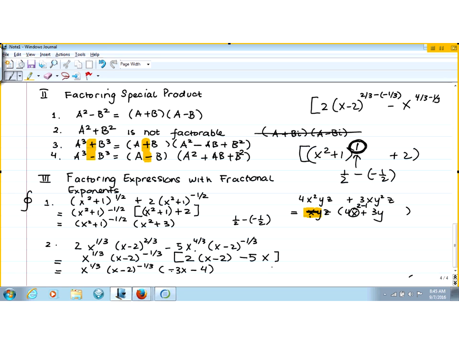So you could leave it like this. Usually we take out the negative here. Or you can factor out the negative. So it gives us negative x to the 1/3, x minus 2 to the negative 1/3, and then 3x plus 4, I'm sorry. So we factor out the negative from these negatives.